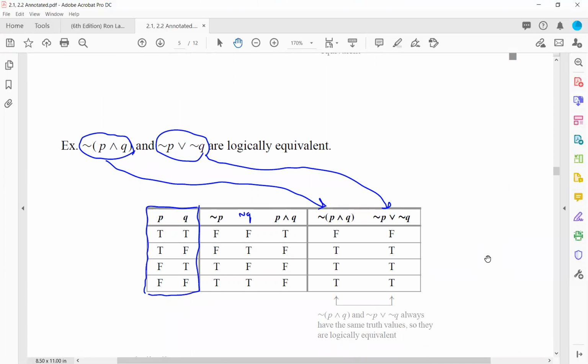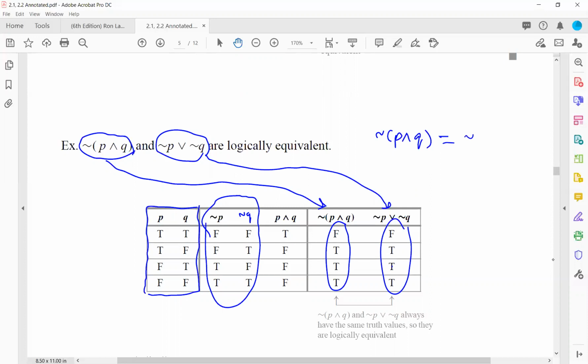So, not P and Q: false, true, true, true. Not P or not Q: you're combining these two columns using the connector or. False or false, false; false or true, true; true or false, true; true or true, true. As you can see, these two columns are the same. It means that not (P and Q) is the same as not P or not Q.